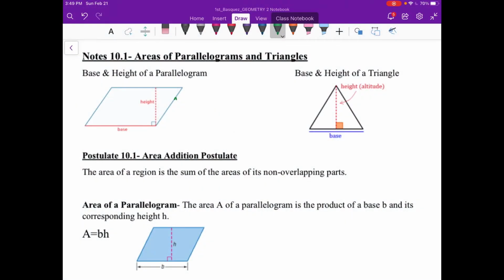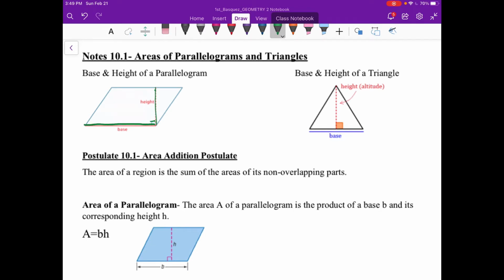In this section, we'll be talking about area and perimeter of parallelograms and triangles. So first, to talk about the parts of these shapes, a parallelogram has a base and a height.